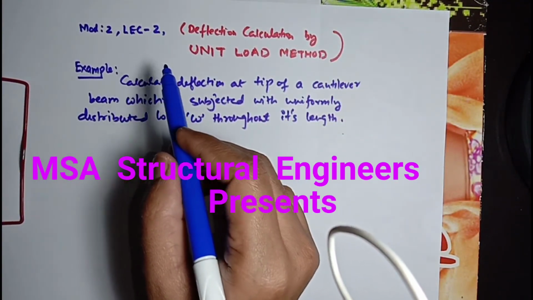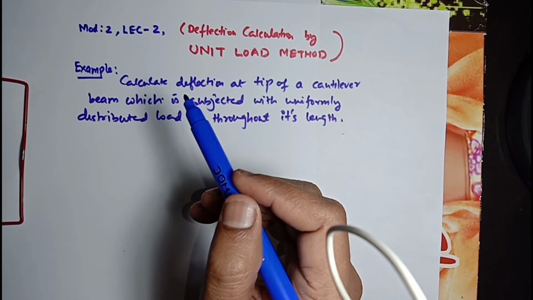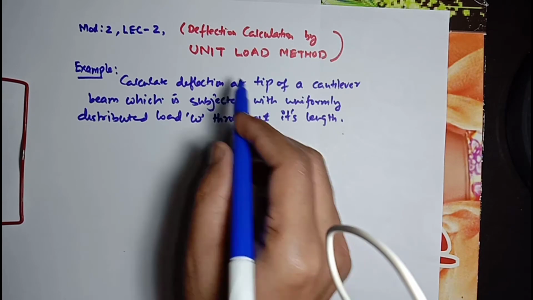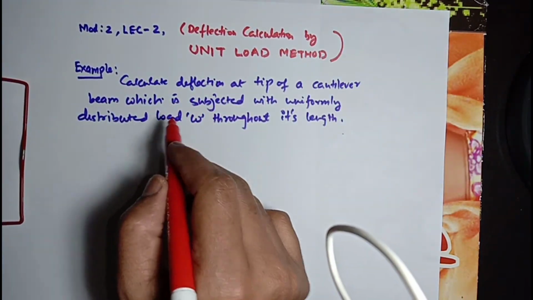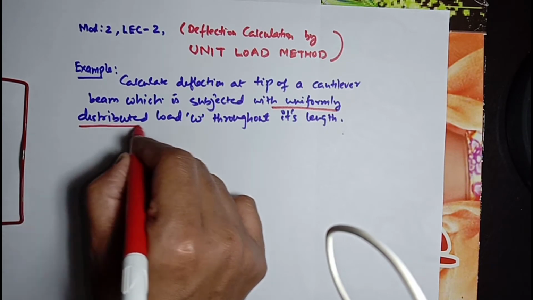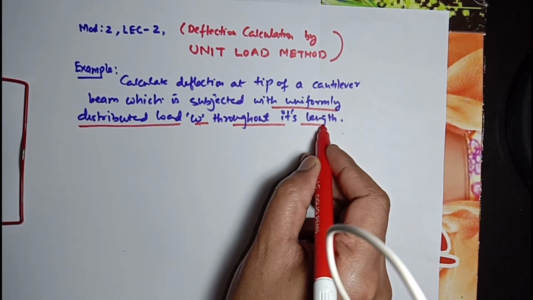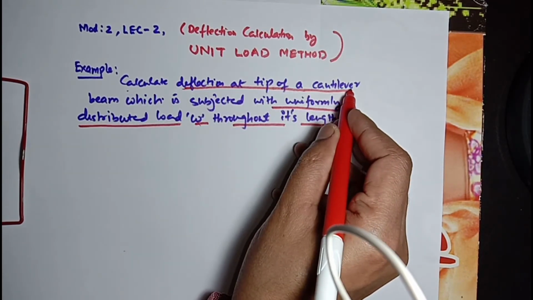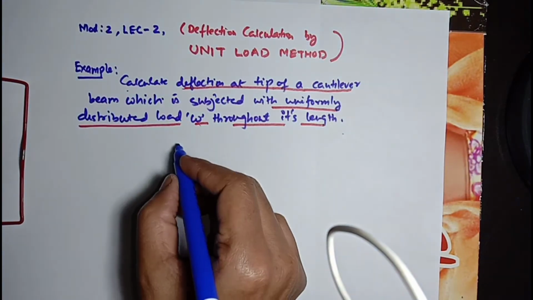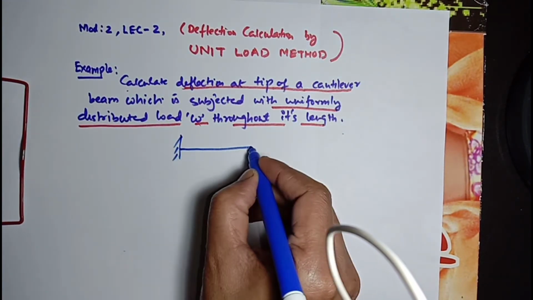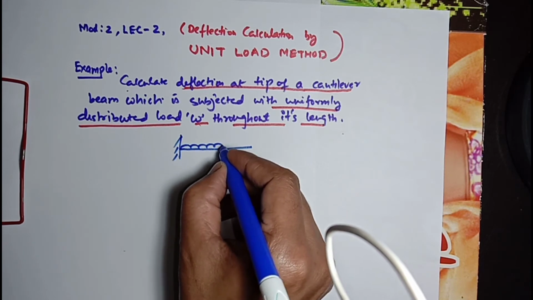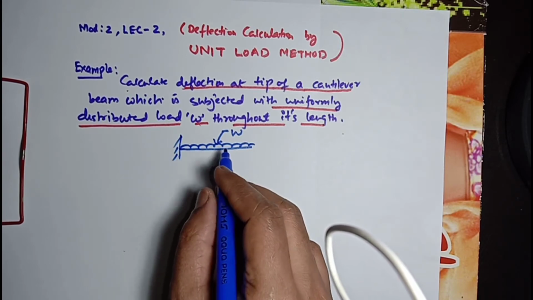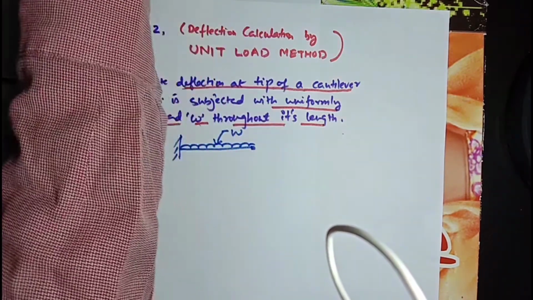Dear friend, here we are going to discuss a very good example for the calculation of deflection for a cantilever beam which is subjected with uniformly distributed load W throughout its length, and we need to find deflection at tip of this cantilever beam. Now this can be also shown through this pictorial representation. We need to find deflection at tip of this beam.